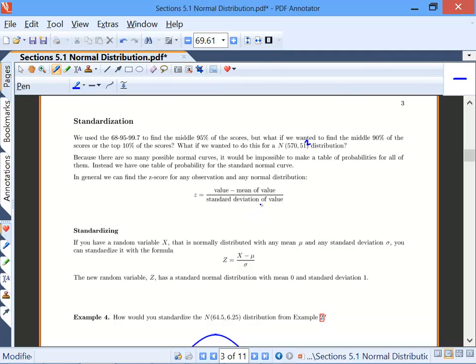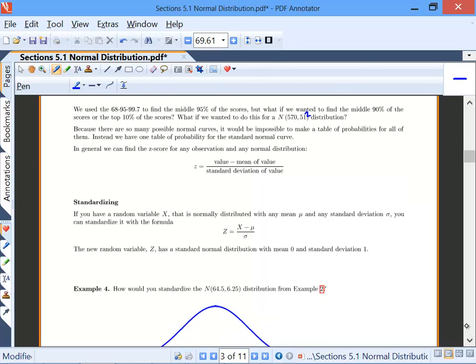Now this is our general format that we will use for the rest of the course, and we'll change it a little bit for each situation. But in our situation, if we have just a random variable x that's normally distributed with mean mu and any standard deviation sigma, then you standardize with this formula: x minus the mean over the standard deviation. And our new random variable z has a standard normal distribution, with a mean of 0 and standard deviation of 1.